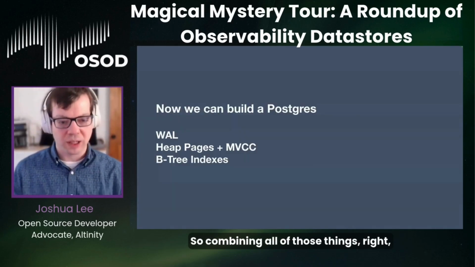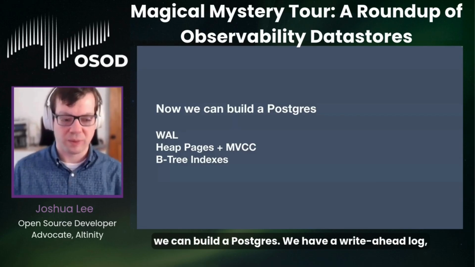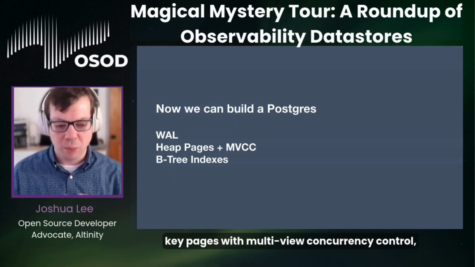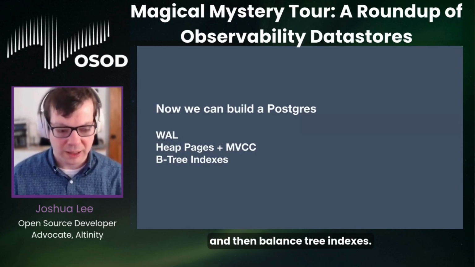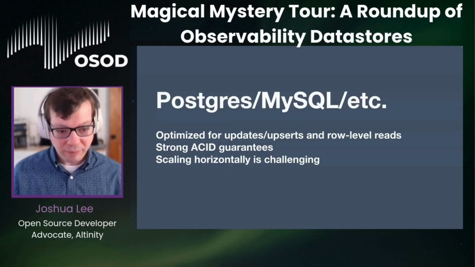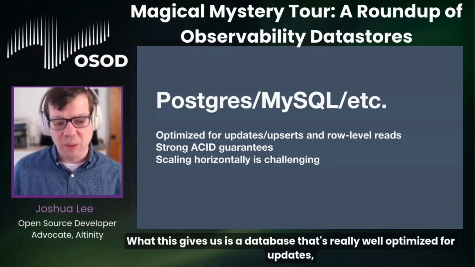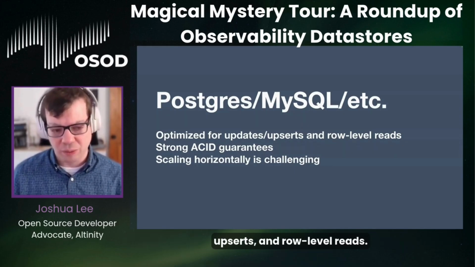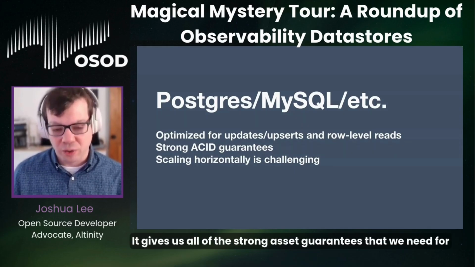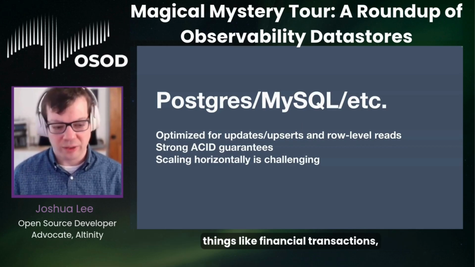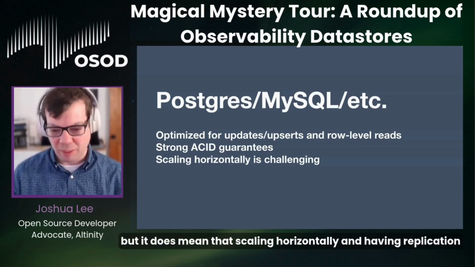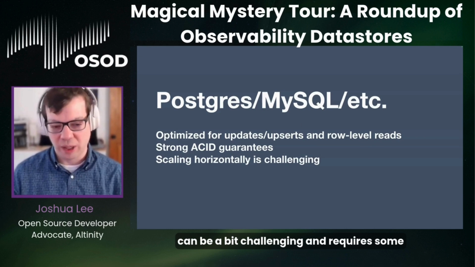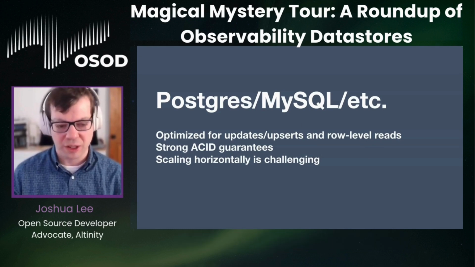So combining all of those things, we can build a Postgres. We have a write-ahead log, heap pages with multi-version concurrency control, and then B-tree indexes. What this gives us is a database that's really well optimized for updates, upserts, and row-level reads. It gives us all of the strong ACID guarantees that we need for things like financial transactions, but it does mean that scaling horizontally and adding replication can be a bit challenging and requires some strategizing.